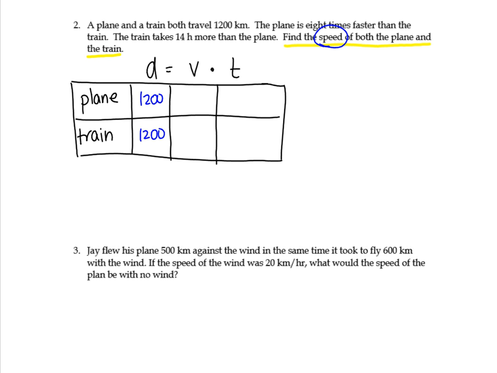Okay. So in this case, if I was looking for time, then that's the one I'd want to put the variable with. So in this case, I'm looking for speed. So that's where I want to put my variable. So what do they tell me about speed? 8x and x. Okay, so it says that the plane is 8 times faster than the train. So who is x? Train is x, and the plane is 8x, because that's what they're asking us to find, so that's where I want my variable. Okay.